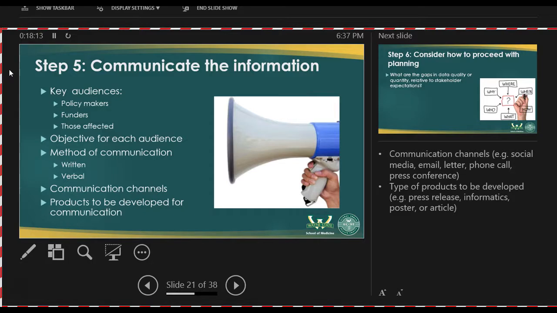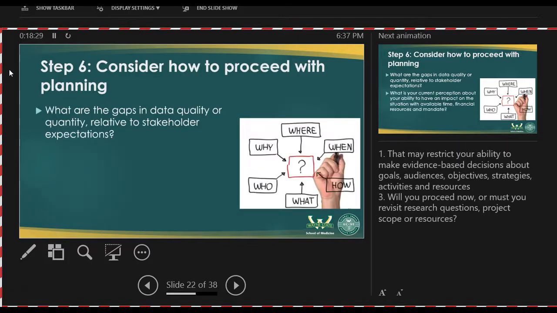Then your methods of communication, whether written or verbal, or the products to be developed for communication, whether you want to send an email, put it out as media, give a news article, or make a manuscript. It depends on how you want to communicate the information. The next one is how to proceed with the planning. That's the last step, which is basically to loop back. What are the gaps in data quality or quantity related to stakeholder expectations?